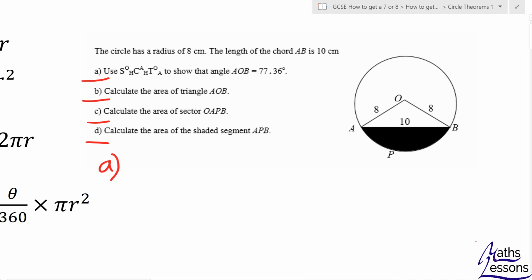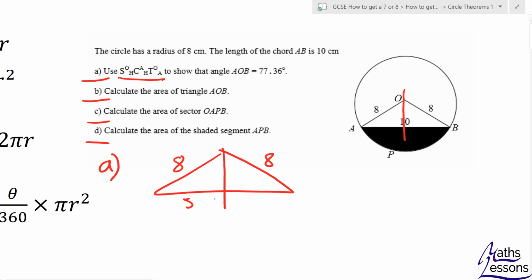Okay, in this question, it said use SOHCAHTOA to show the angle AOB equals 77.36. If we draw the triangle out, we got 8. We know that because it's an isosceles triangle, we cut this down the middle. This will cut this exactly in half. So that side will be 5, and that side will be 5. And we want to find the angle AOB, so we want to find that angle there. So let's find this angle first. Okay, so we've got this angle here. Let's call it angle X.